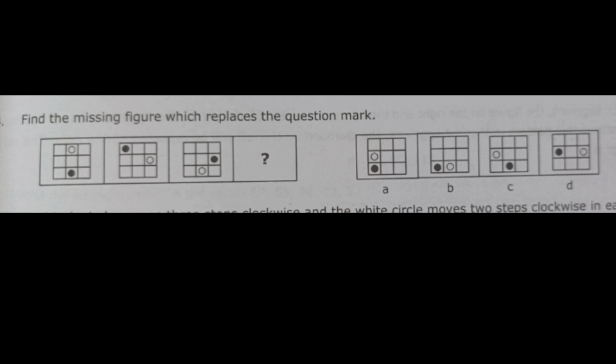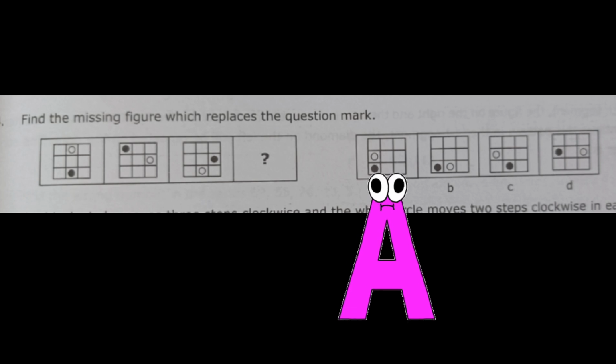Now let's see the next diagram. We have to find out the missing figure which replaces the question mark. We can see the black colored circle is moving 3 steps clockwise and the white one is moving 2 steps clockwise in each turn. So the correct answer for this will be, is it option A? Yes, it is exactly the same. The black circle is moving 3 steps clockwise and the white circle is moving 2 steps clockwise in each turn. So here the correct option will be A.